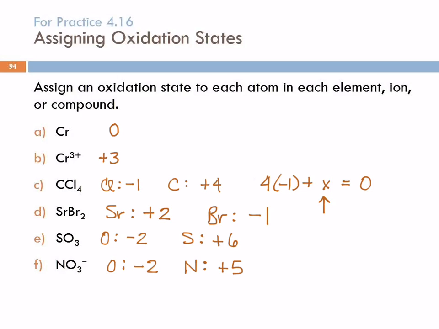You thoroughly confused yet? So for E, because of the rules, oxygen is -2, and then multiply that by 3, which is -6. So we've got 3 oxygens, and they each have an oxidation state of -2. And it has to add up to 0, so the one that we're missing goes in there. Okay?